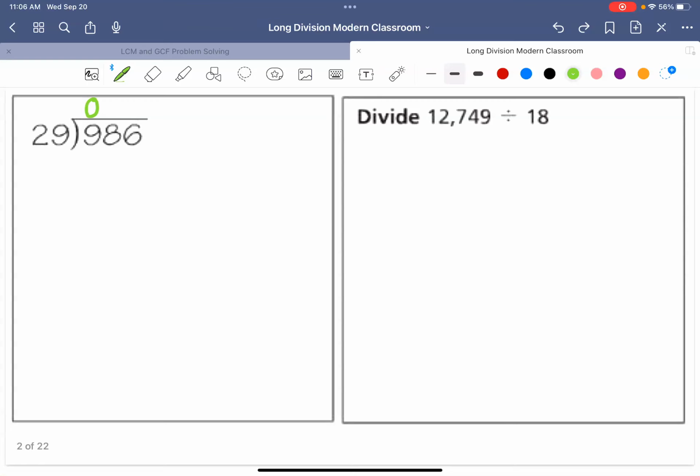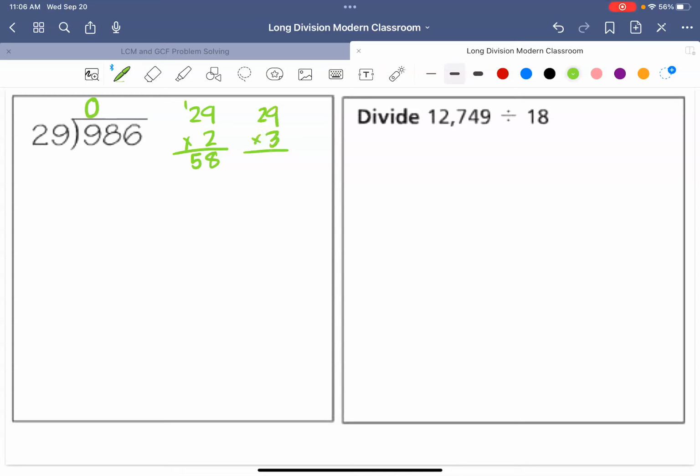So now I'm going to think, how many cookies will each student get? Will each student just get 1 cookie? Or is there enough that each student could possibly get 2 or 3 cookies each? And the way we figure that out is we do some math over here off to the side. 29 times 2 is 58. I think if I have 98 cookies, there's enough there for me to give everyone 3 cookies.